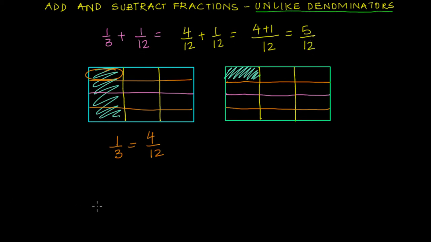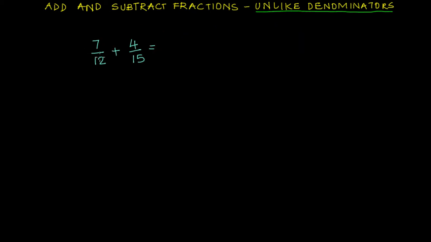Let's look at another problem. How much is 7/12 plus 4/15? So in the earlier problem, when we had to make the thirds into 12ths, it was fairly straightforward. But how do we find a common denominator for 12ths and 15ths? Is there a systematic way to do it? So here is the problem.